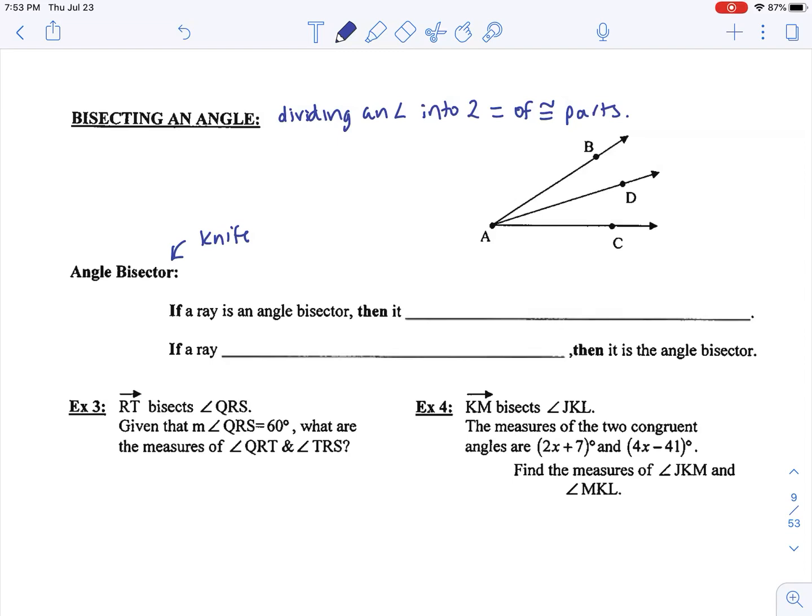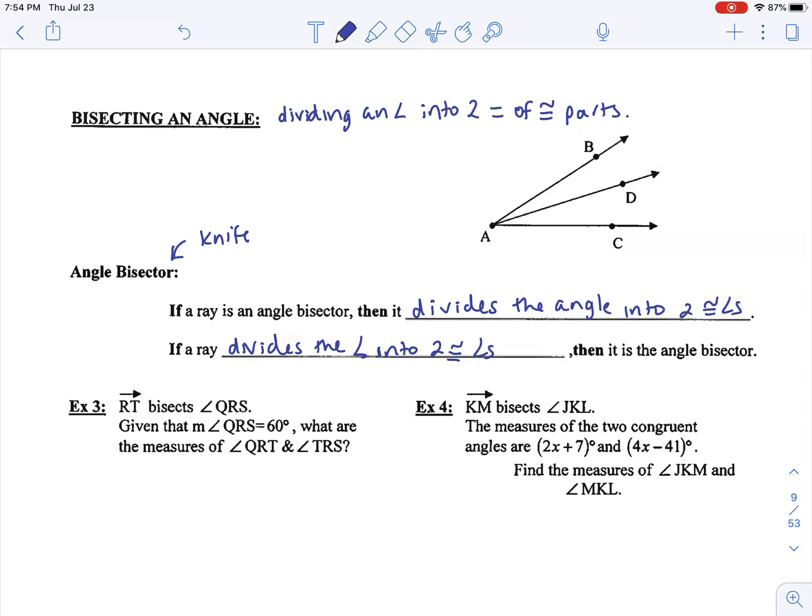If a ray is an angle bisector, then it divides the angle into two congruent angles. And the converse would also be true, so if a ray divides the angle into two congruent angles, then our conclusion is that it's the angle bisector.